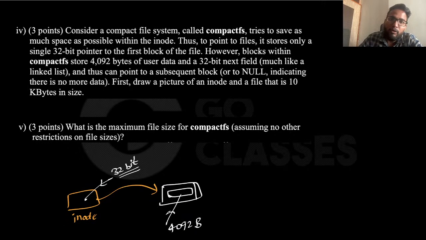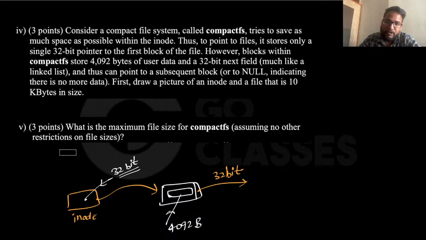And then what do you have? The 32-bit pointer, right? 32-bit, it is given in bits, and thus it can point to the subsequent block or null, indicating there is no more data. First, draw a picture of the inode and a file that is 10 kilobytes in size. Okay, they have given that the file size is 10 kilobytes.